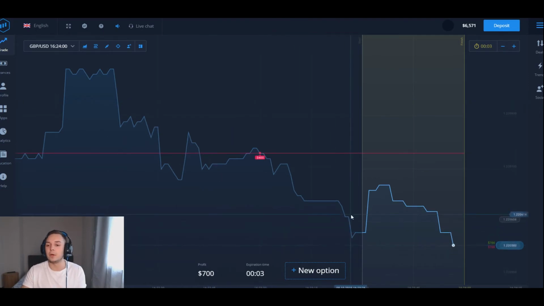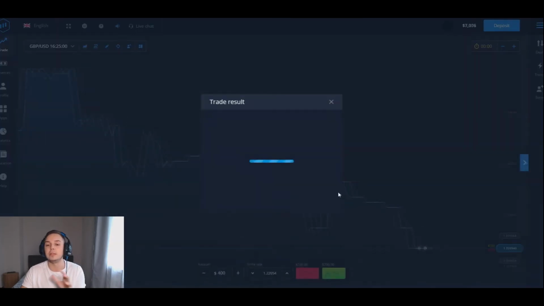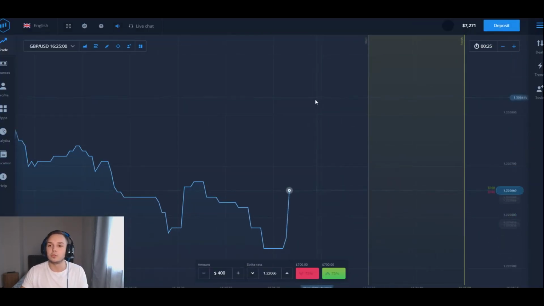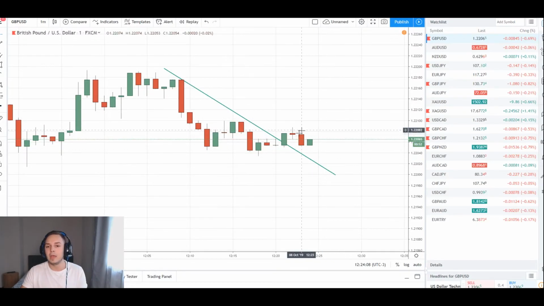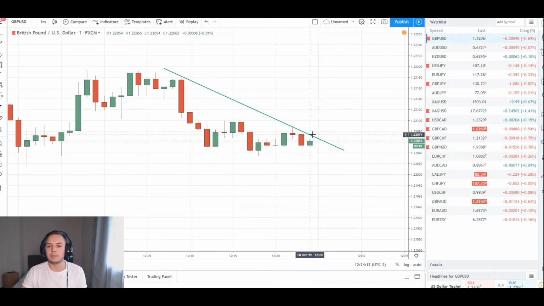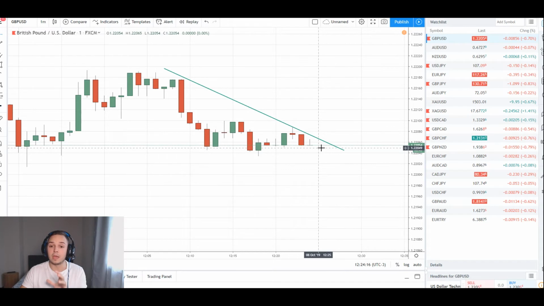So 6 seconds, 5 seconds left, and I'm confident this is going to be a profitable trade. Very, very nice. So trade result, $700, $7,271 currently. So let's see what's going on. We can even have a look at this trend over here. So it bounces back towards this area. We can place a nice sell order trade yet again. So let's see what's up.